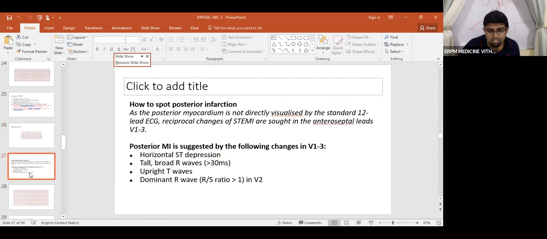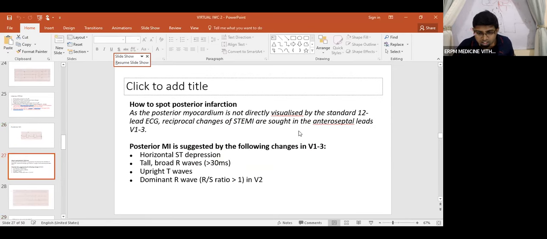Look at these V1, V2. You're having a tall R wave with ST depression. Now, what lead will you ask for to confirm? Posterior leads. Which posterior leads are you going to ask for? V7, V8, V9. Excellent. V7, V8, V9. Understood?